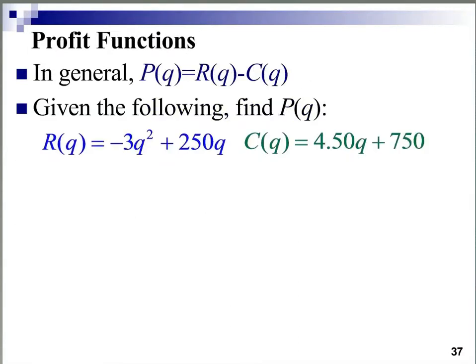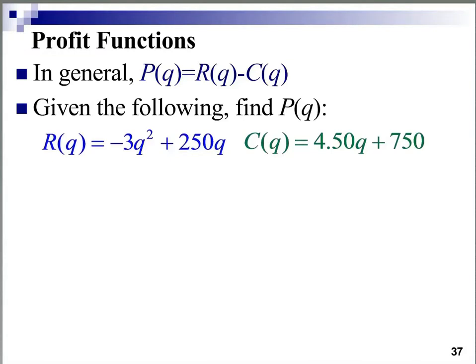Here's an example of how we could build a profit function if we are given a revenue function and a cost function. So suppose we're given the two following functions. Revenue is negative 3q squared plus 250q. We just built that together. And the cost function from earlier in this topic is c of q equals 4.5q plus 750.